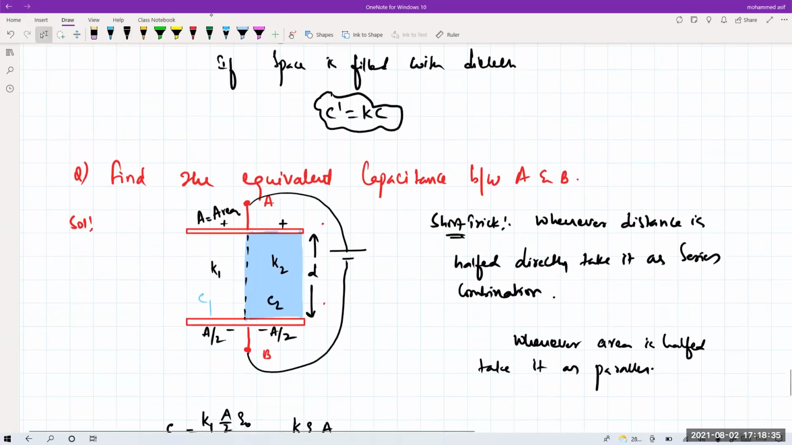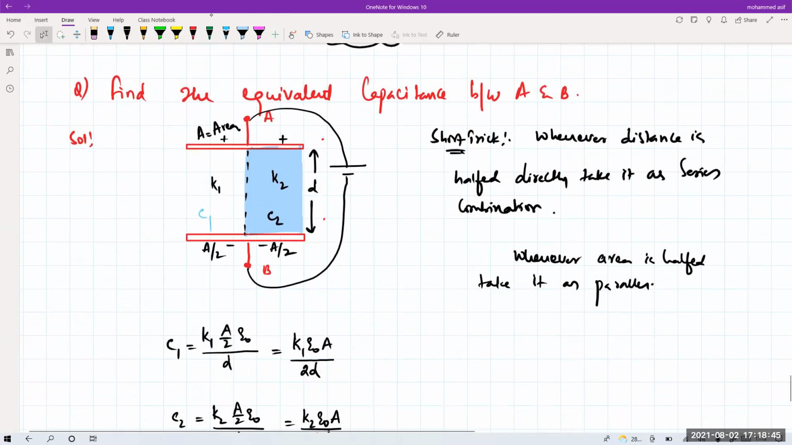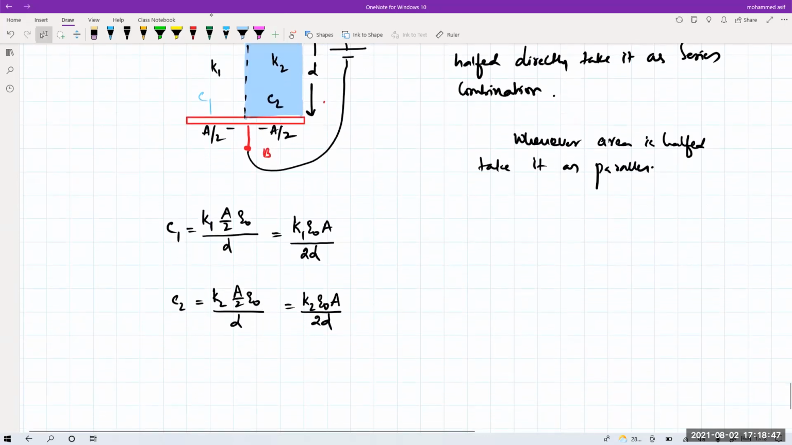Look, the distance is not changing in this one. Distance remains the same. For K2 it is the same, and for K1 the distance is also D. So C1 is equal to K1 into epsilon naught into A by 2, divided by D, which is K1 epsilon naught A by 2D. C2 is equal to this much.